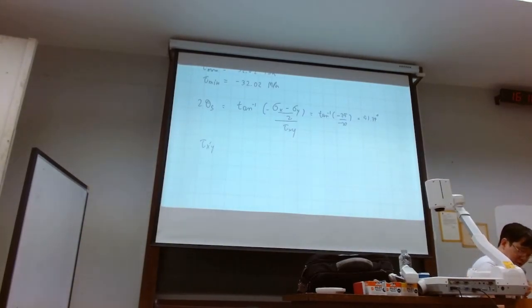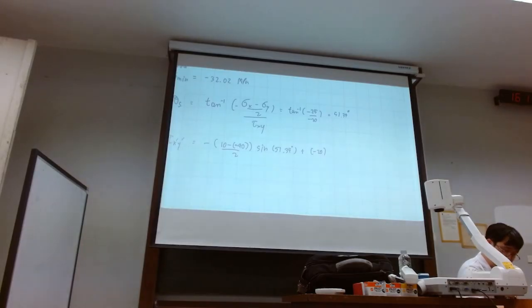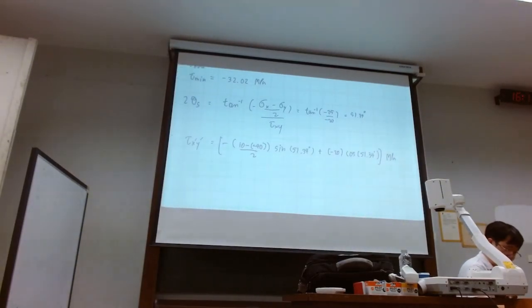Quite the same, we're using this number to do the substitution. So tau x prime y prime equals minus, so this is 10 minus minus 40 over 2, times sine of 51.34 degrees, plus tau xy, that's minus 20, times cosine of 51.34 degrees. This is in MPa. So what values do we have?